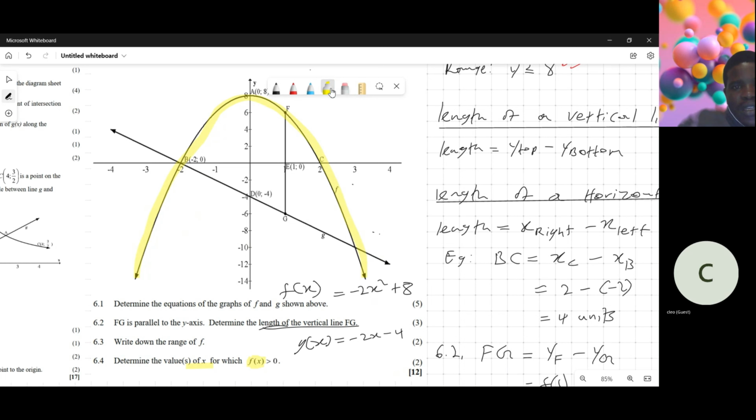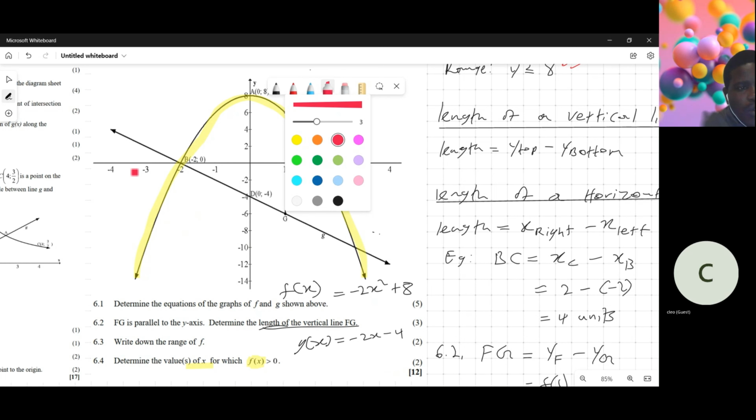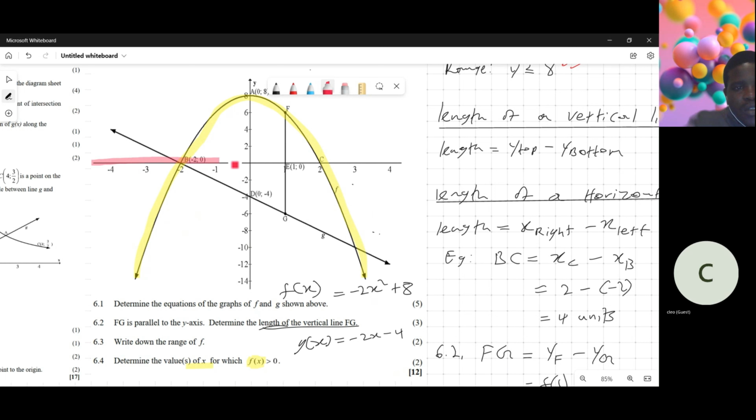Okay, then in red, we're going to have the input. So the question is, tell us the values of X for which the function or the output will be positive. So let's see. Let me show you another thing. From this point, going down, the output is negative because the values are negative. Can you see that?